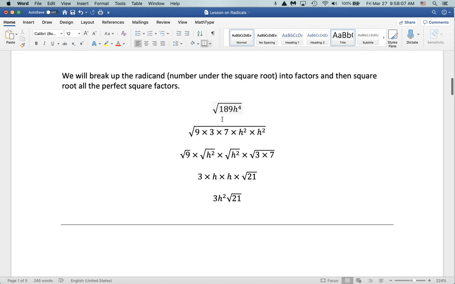Then I can take that single radical and separate it into individual radicals. I can square root the 9 by itself. I can square root this first h squared by itself. I can square root this h squared by itself. And then I have this 3 and 7 that I'm going to leave underneath this last square root of a 3 and a 7, because there's no other factors that pair up with that.